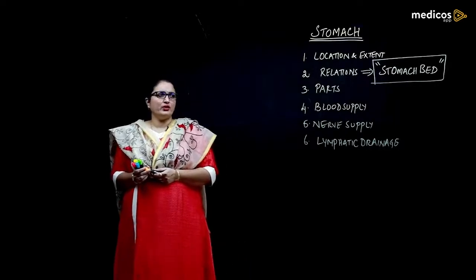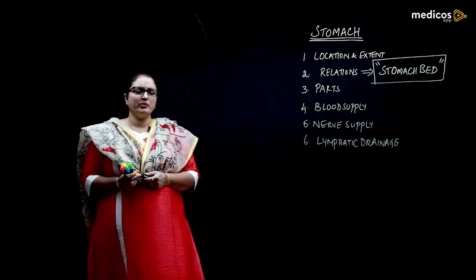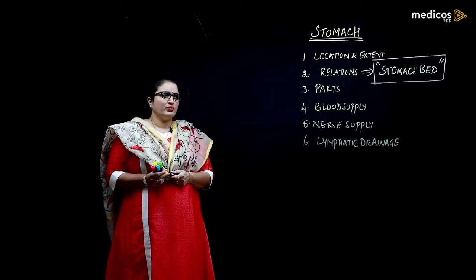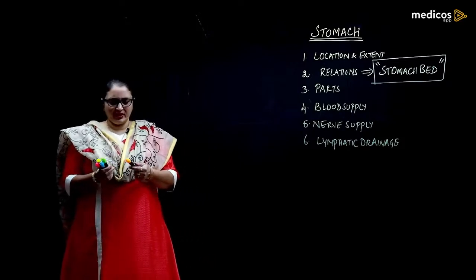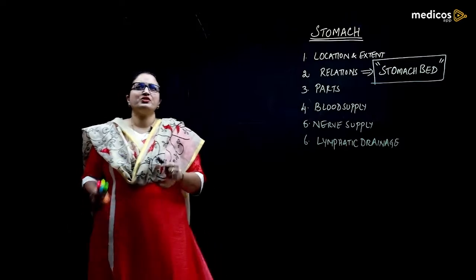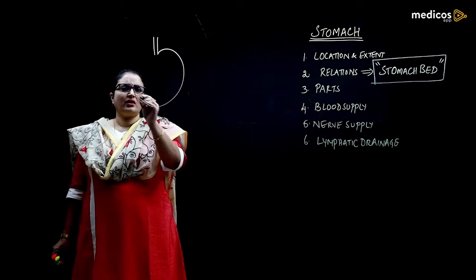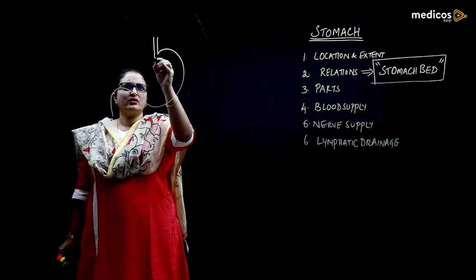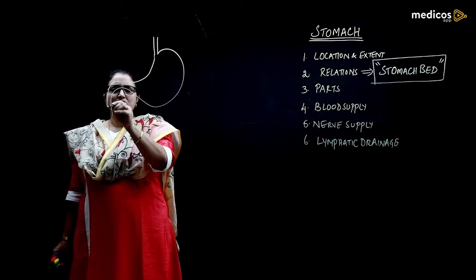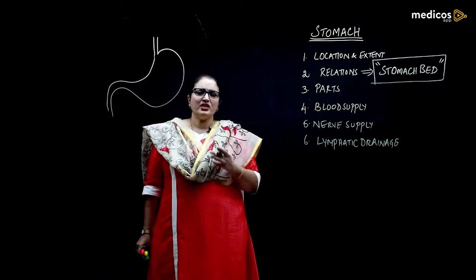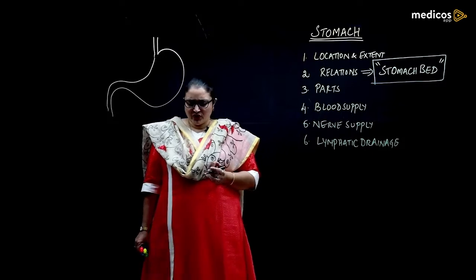So we have completed the location, relations, parts. Please remember the stomach bed part there. Then let us now continue with the blood supply, nerve supply and the lymphatic drainage. Then recapitulating all the parts of the stomach. Yes, so please remember the lesser curvature, the greater curvature, the fundus, body and the pylorus.